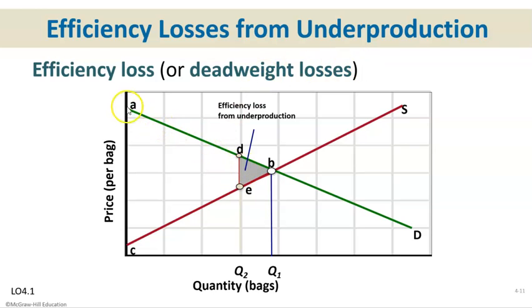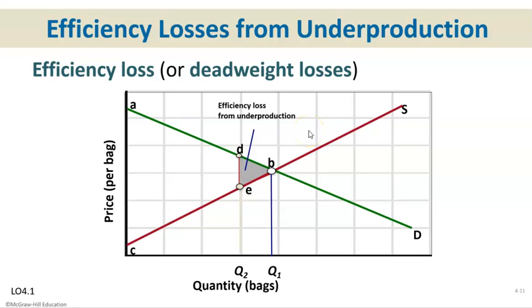So remember our total surplus was this whole area right here between the demand and the supply curve. If we're producing at Q2 instead of Q1, we're actually chopping off this little triangle that was in our total surplus. So we're losing out on a portion of our total surplus. This triangle right here is the amount of total surplus that we've lost out on. That's what the efficiency loss is, the amount that we've lost out on.